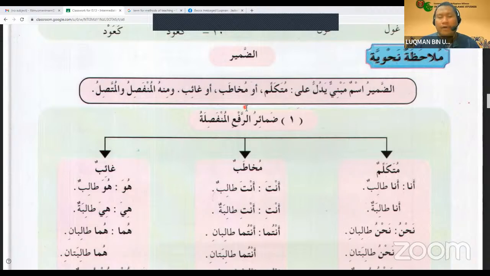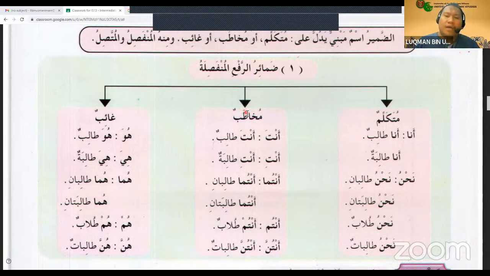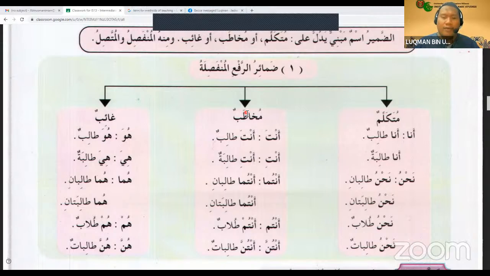Actually, there's a third classification of pronouns, and yun ay tinatawag natin na mustatir, implied. So we have detached, attached, then implied pronouns. So here, ang first example daw, damairu rafa al-munfasila. So these are the detached nominative pronouns. Detached, no, nakahiwalay, hindi sila dumidikit sa word, no? Hindi sila naging prefix or suffix. So these are detached nominative pronouns. So there are 12 of them, so you just have to memorize those 12.